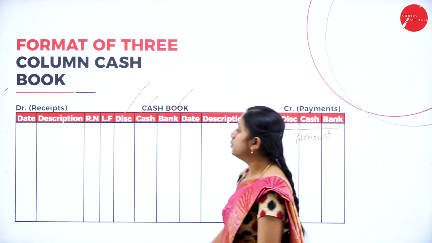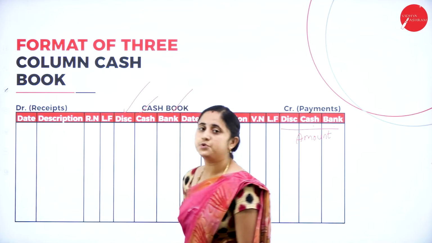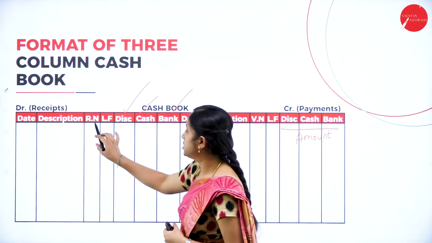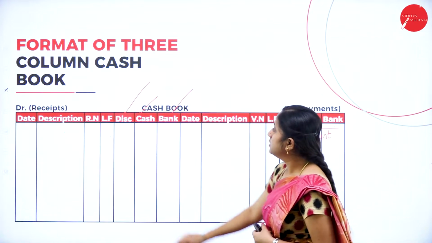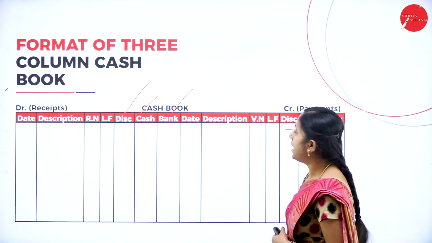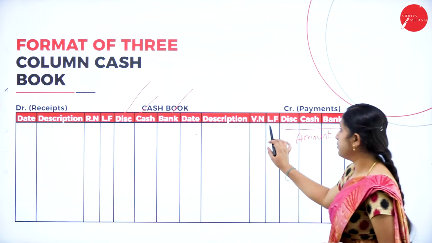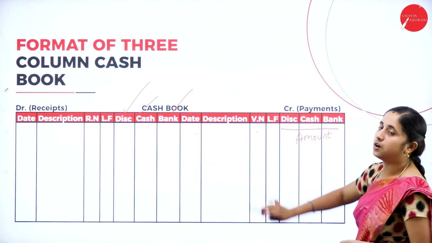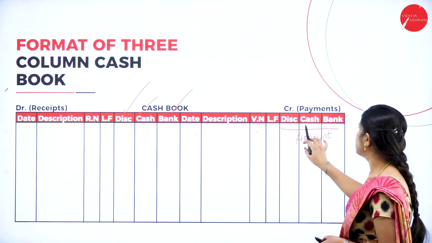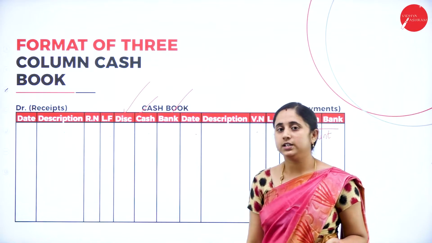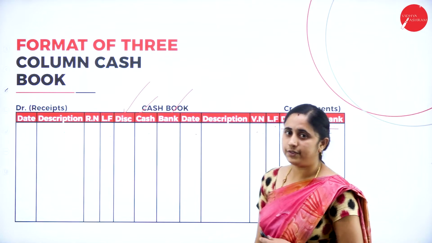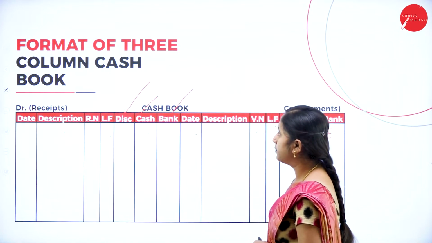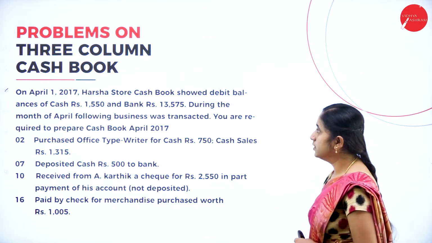So here you will record the date, then description of the transaction, receipt number, LF ledger folio, then discount, cash, bank. Again, date, description, voucher number. Here you will record the voucher number, then LF, discount, cash and bank. Only the difference is the amount columns. Let us start with the first problem on triple column cash book, three column cash book.